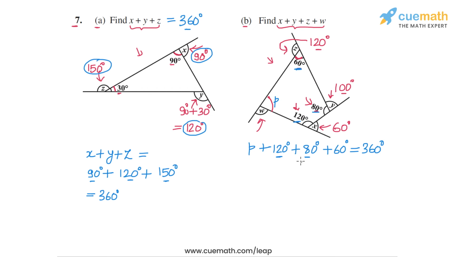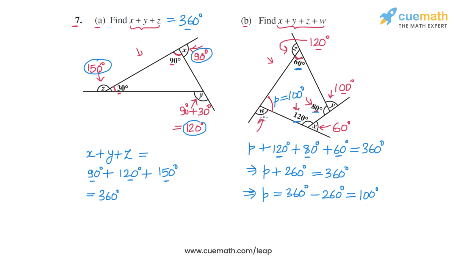Now 120 plus 80 is 200. 200 plus 60 is 260. So we get P plus 260 degrees is equal to 360. And this gives us the value of P. P is equal to 360 minus 260, which is equal to 100 degrees. So this angle here, P, is equal to 100 degrees, which means that angle w, which forms a linear pair with P, must be equal to 80 degrees because the sum of w and P must be 180.